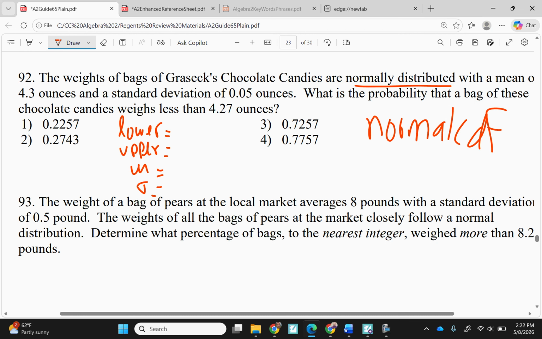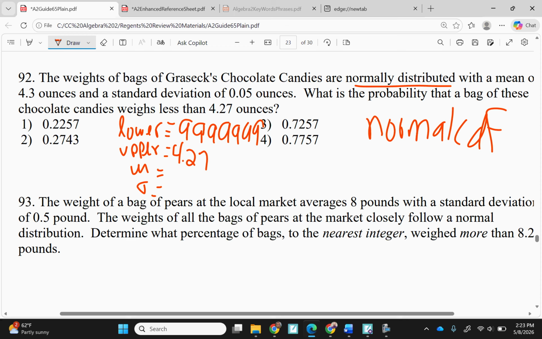It says less than 4.27, so that means that my upper is 4.27 and my lower is, well, as low as I can go, negative 9,999,999. However many numbers you can fit. If you like the number 7, do negative 777777777. If you like the number 6, well, then you got some darkness to you.